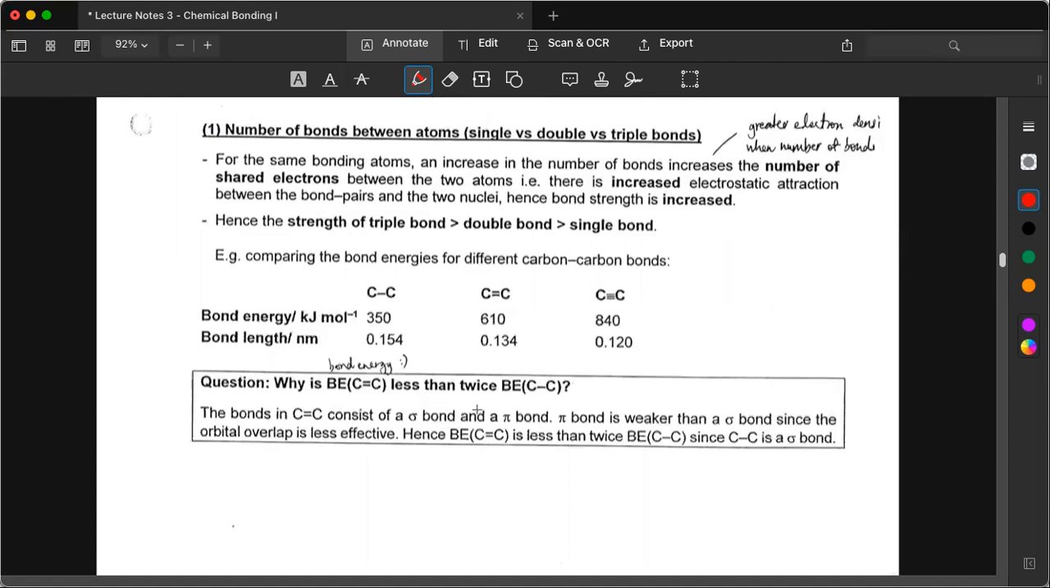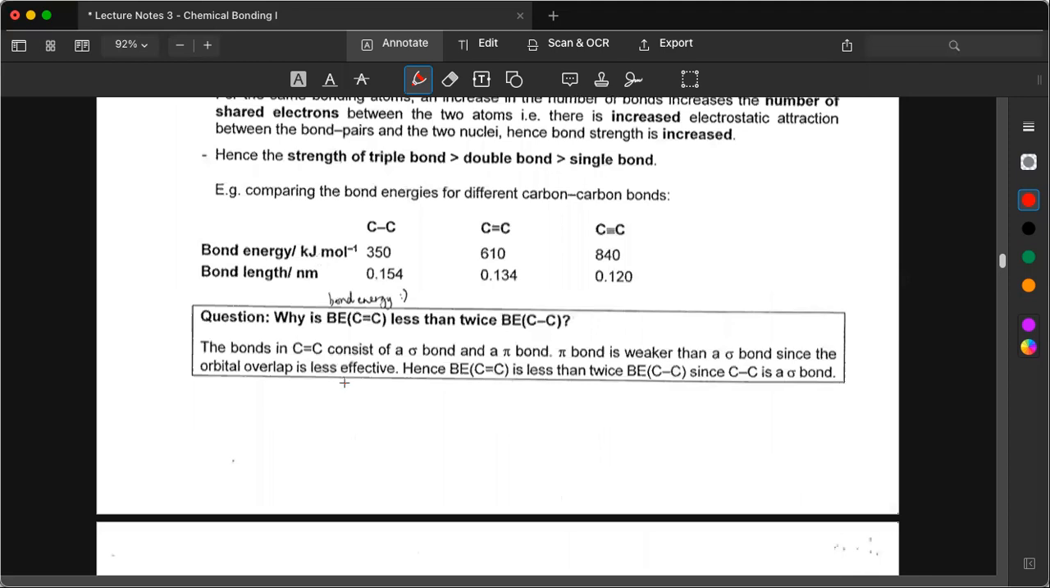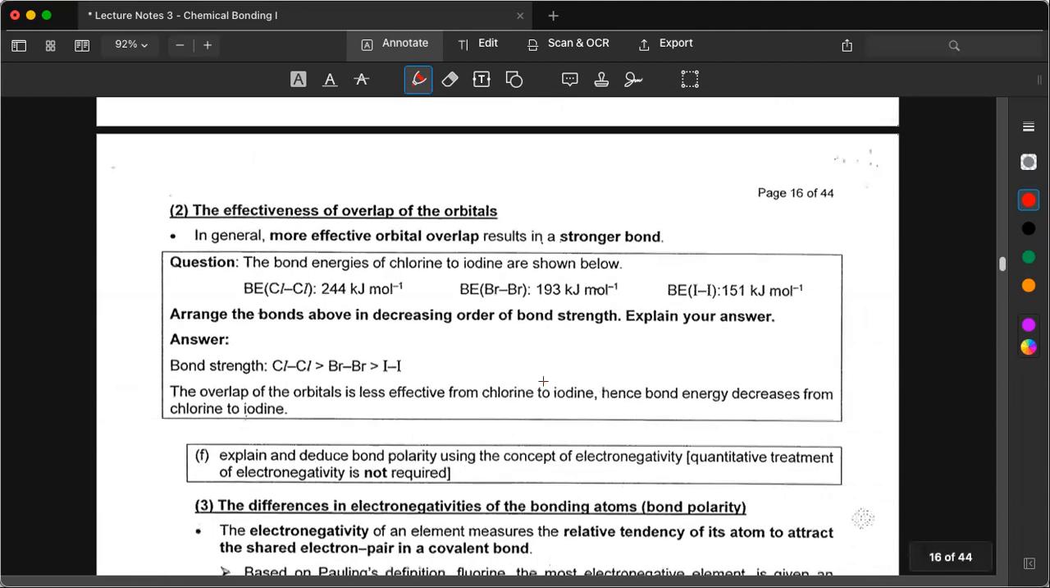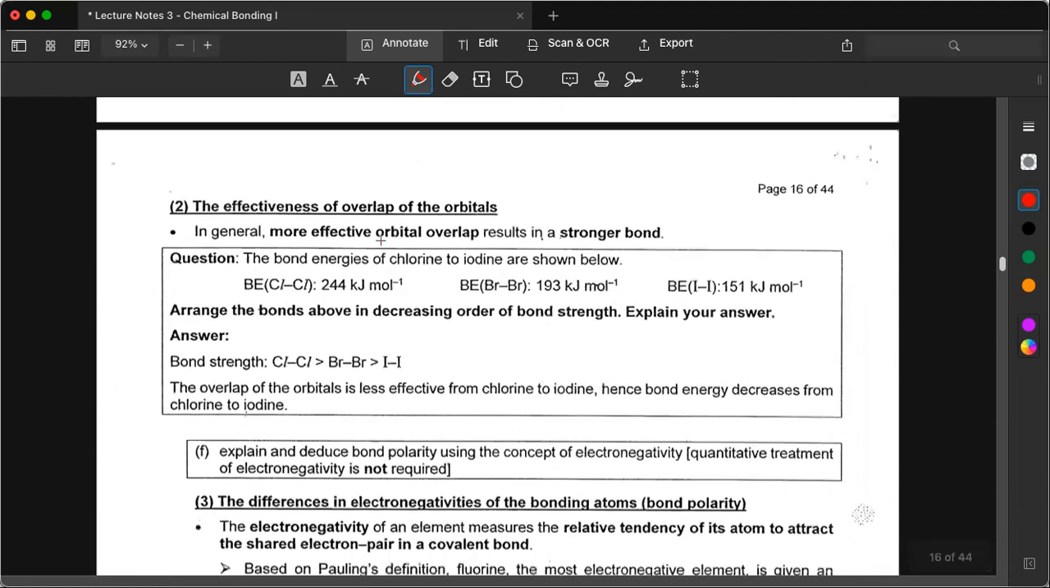However, it is not twice as much between the double and the single bond, because the bonds in a double bond are a sigma and a pi bond. A pi bond is weaker because the orbital overlap is less effective. So the bond energy of a double bond is less than twice that of a single bond, because the C-C single bond is a sigma bond, while the C=C double bond has a sigma and a much weaker pi bond. In general, more effective orbital overlap will result in a stronger bond.